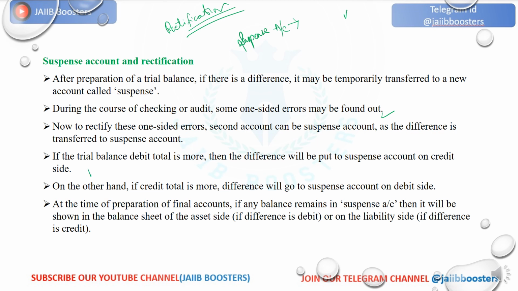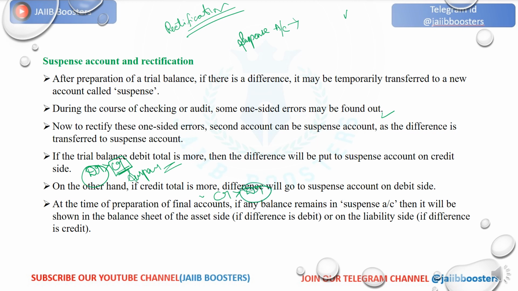In this case, the debit side is more. We will move the suspense account to the credit side. As I previously said, whichever side is less, the suspense account will be moved to that side. On the other hand, if the credit side is more, then the debit side will be less, right? So the suspense account will be on the debit side.